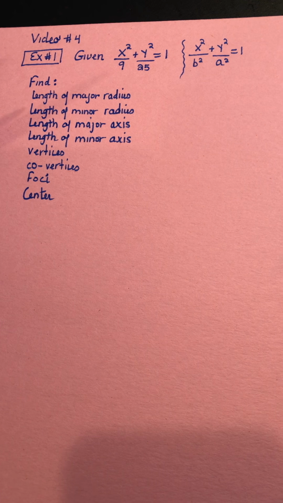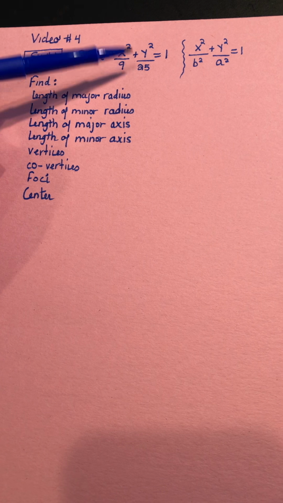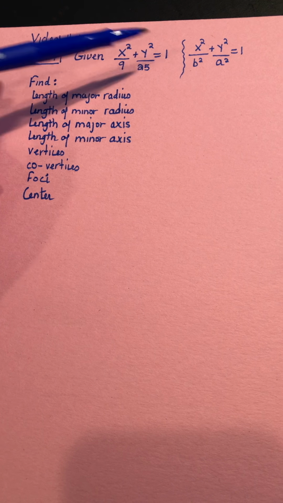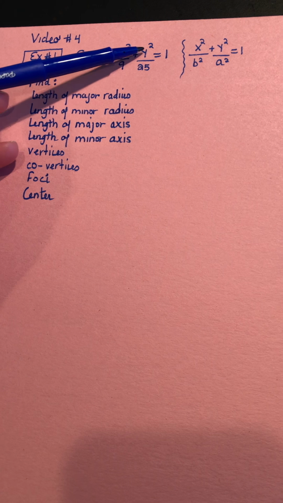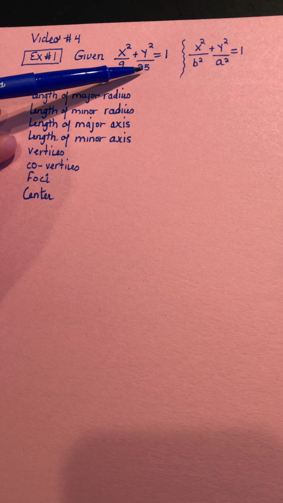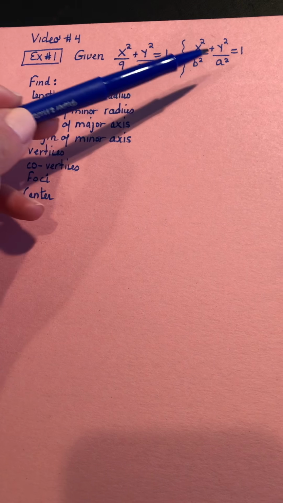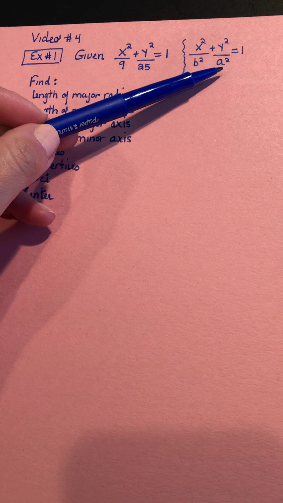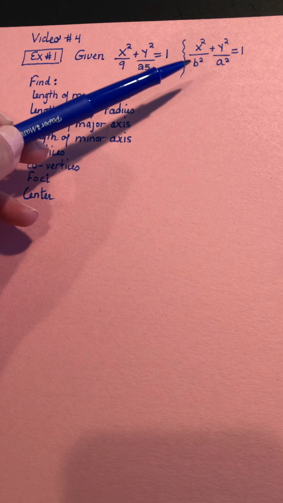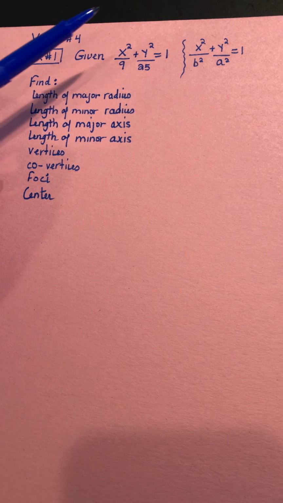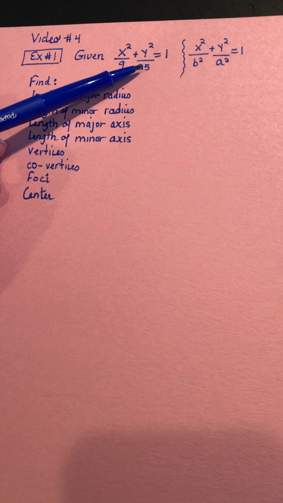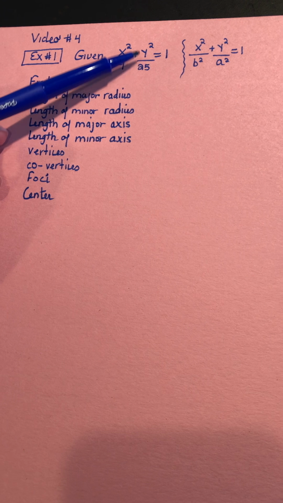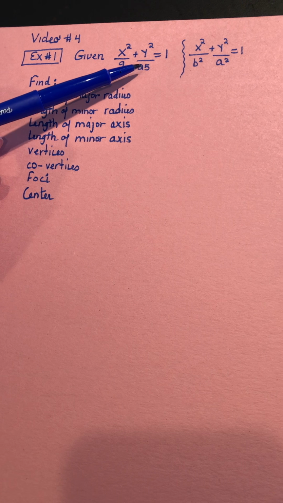So in this example, you are given an equation of an ellipse, x squared over 9 plus y squared over 25 equals 1. And you want to make a quick note that because the number under the y squared is larger, my a squared is actually going to be 25 and my b squared is going to be 9. And because the number under the y squared is larger, the major axis will be the y-axis, which means this will be a vertical ellipse.